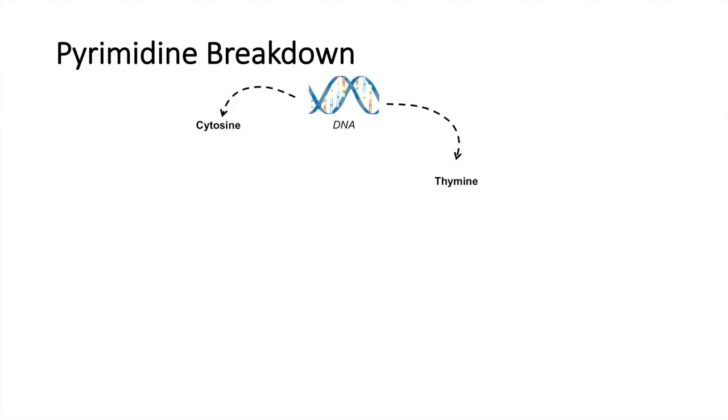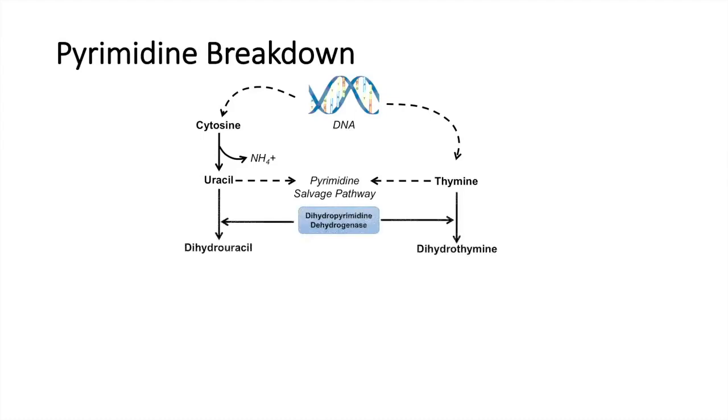Now, as I mentioned before, cytosine is actually processed to uracil through a deamination reaction, and both uracil and thymine can actually be salvaged and repurposed in the pyrimidine salvage pathway. I mentioned this in my pyrimidine synthesis video, so if you want more information on the salvage pathway, just check that video out. Now, what will happen to uracil and thymine?